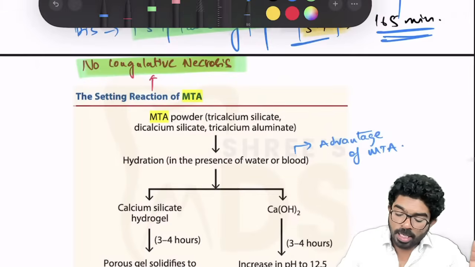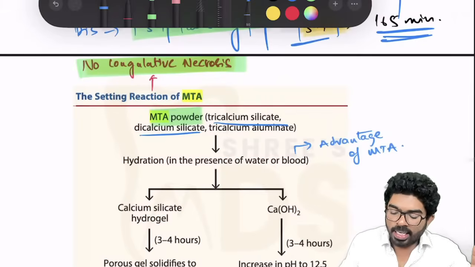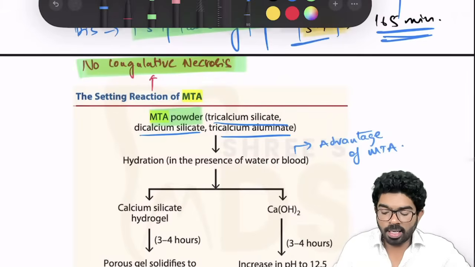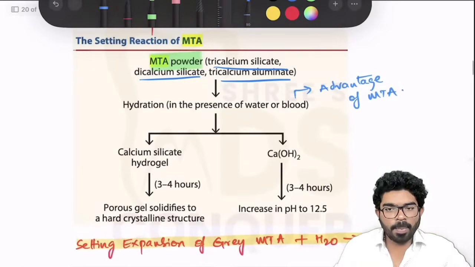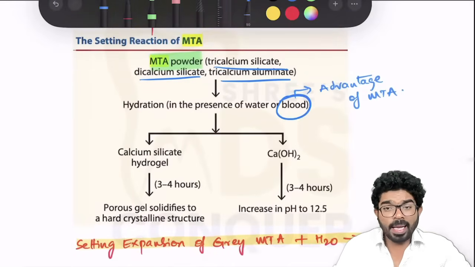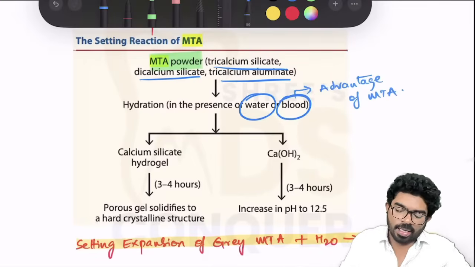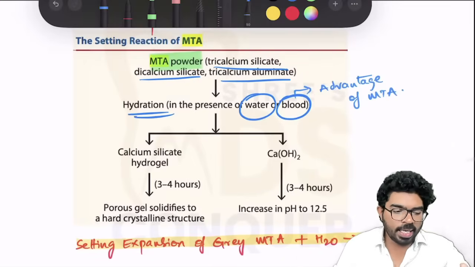So the MTA powder is going to contain tricalcium silicate, dicalcium silicate, tetracalcium aluminate. Okay, and in the presence of water or blood, that is one of the biggest advantages again. Even in the presence of blood in the periapical areas and everything, MTA can set. MTA always requires water for its setting. That process is called hydration.